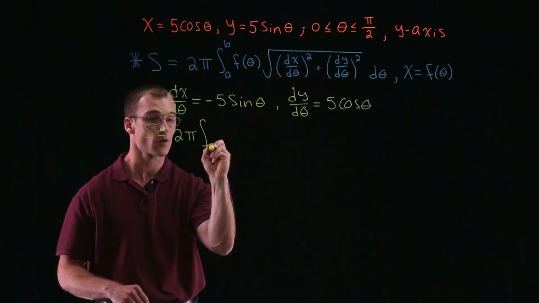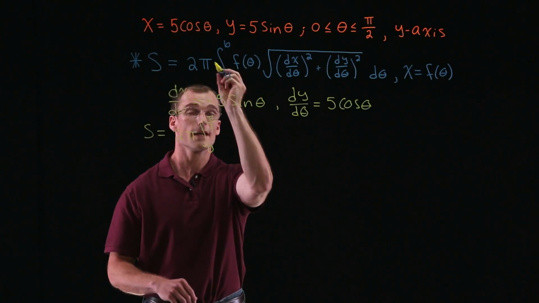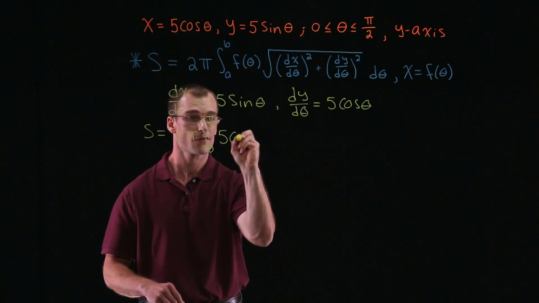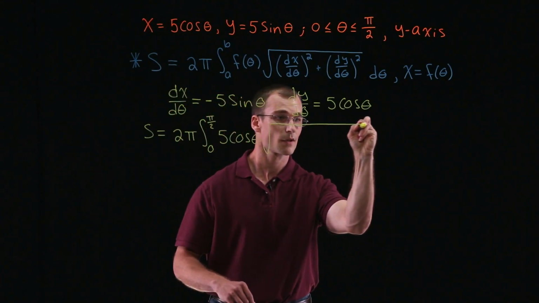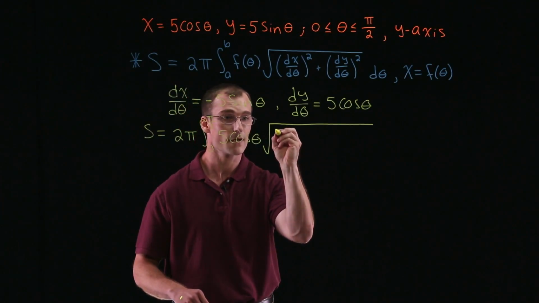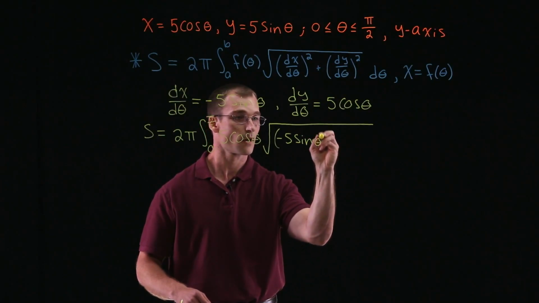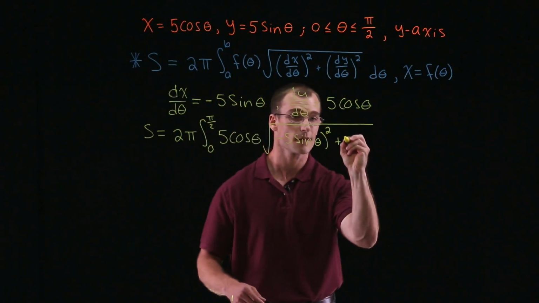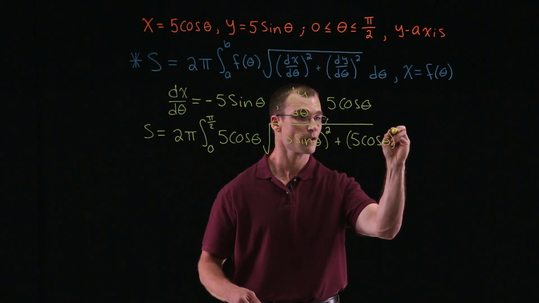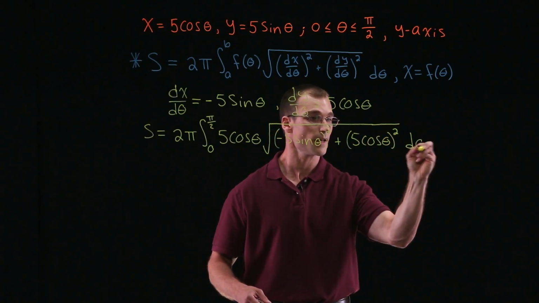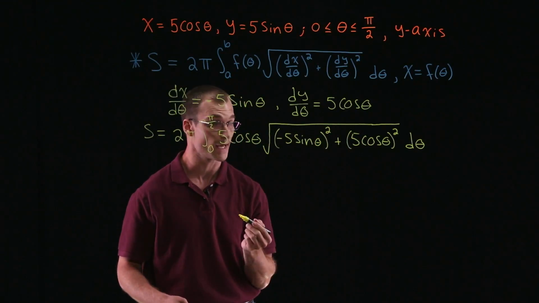And now plugging all that in, our area S is going to be equal to 2 pi times the integral, where our limits of our parameter are 0 to pi over 2. So f of theta, which is x, so we have 5 cosine theta, times the square root of our dx d theta squared, so negative 5 sine theta squared, plus dy d theta squared, so plus 5 cosine theta squared, and d theta. Okay, so first we'll just go ahead and simplify underneath this square root if we can.